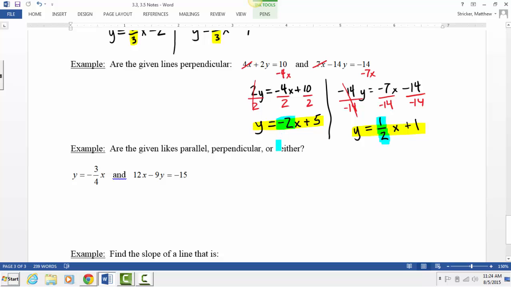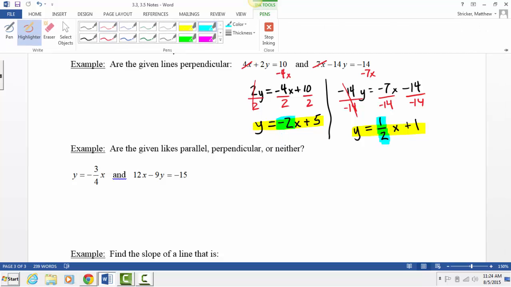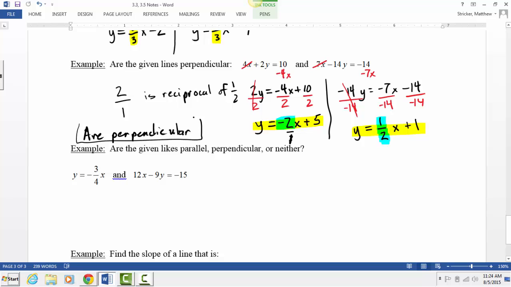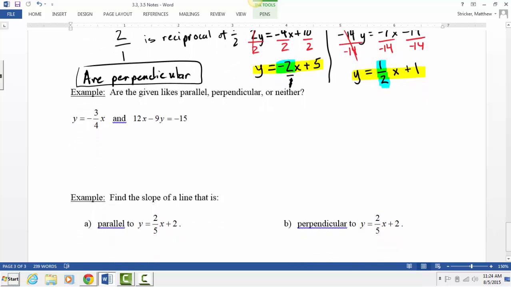And then notice they are reciprocals of each other as well. 2 over 1 is a reciprocal of 1/2. So they're different signs and they're reciprocals. This can be thought of as 2 over 1. Since this is the case, they are perpendicular. So just to review, if you want to check to see if lines are perpendicular or parallel, you just compare the slopes.